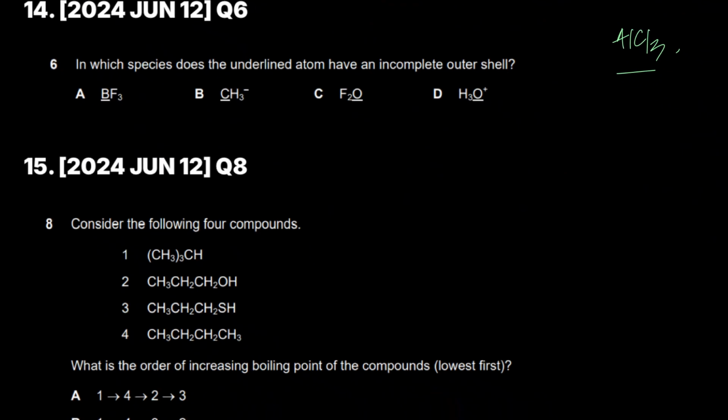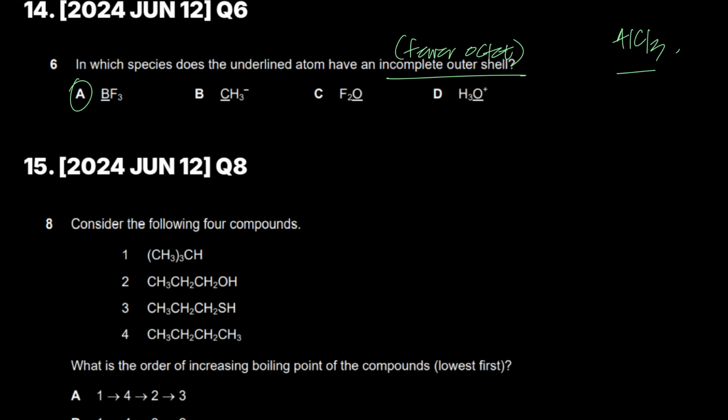In which species does the underlined atom have an incomplete outer shell? Incomplete means fewer than the octet. You could also think of it as more, but I think fewer than the octet is the better interpretation of incomplete. It's lacking 8 electrons, right? BF3 is the correct option.